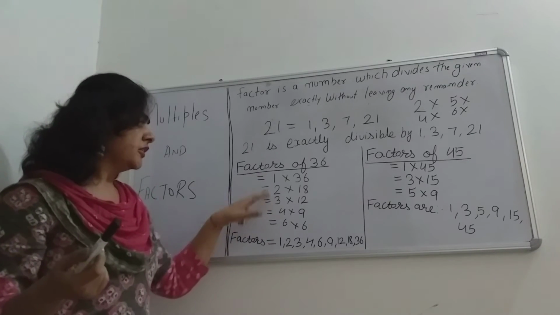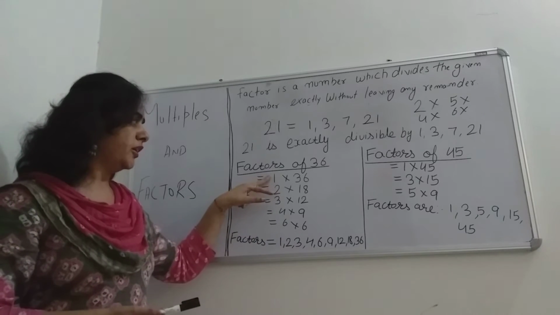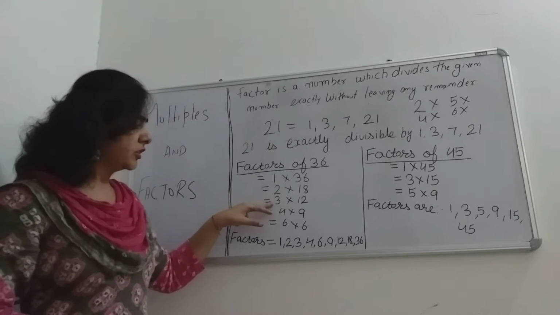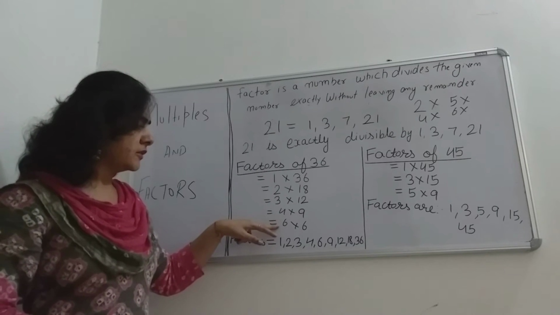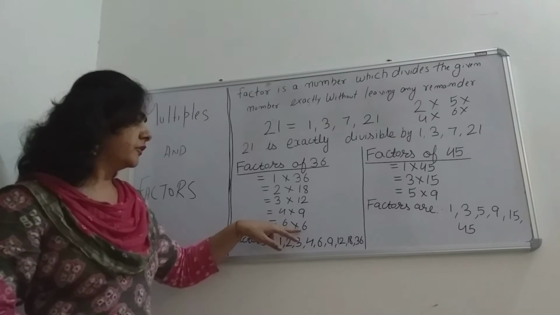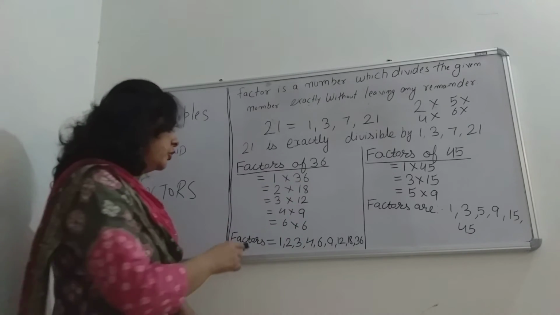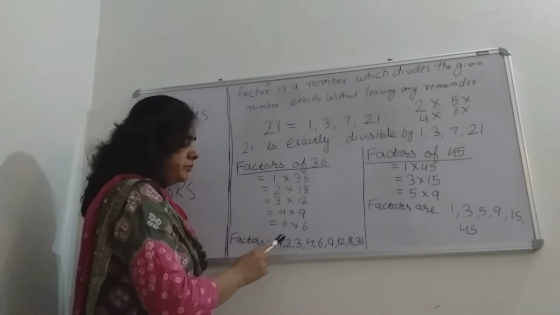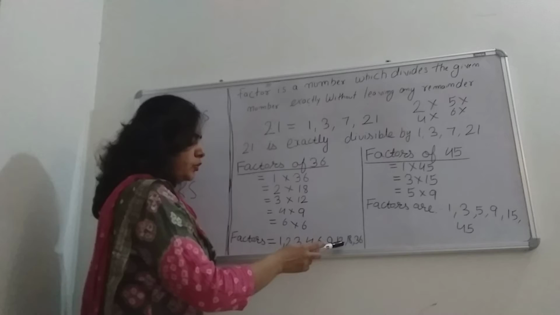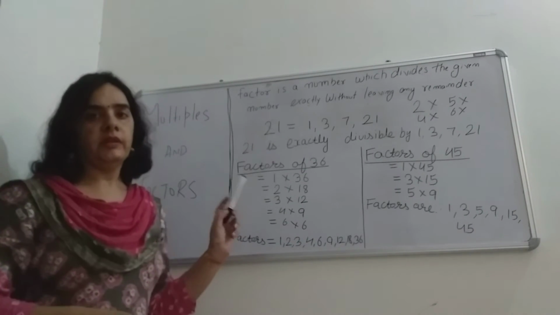So first of all, which one is the smallest number? 1. You will write first 1, then 2. You will follow this order: 1, 2, 3, 4, 6. There is no need to write 6 again, 6 is already written. Then 9, 12, 18, 36. So the factors of 36 are 1, 2, 3, 4, 6, 9, 12, 18 and 36. These are the factors of 36.